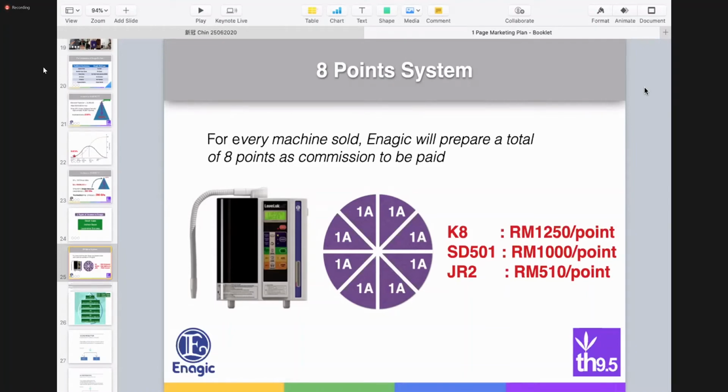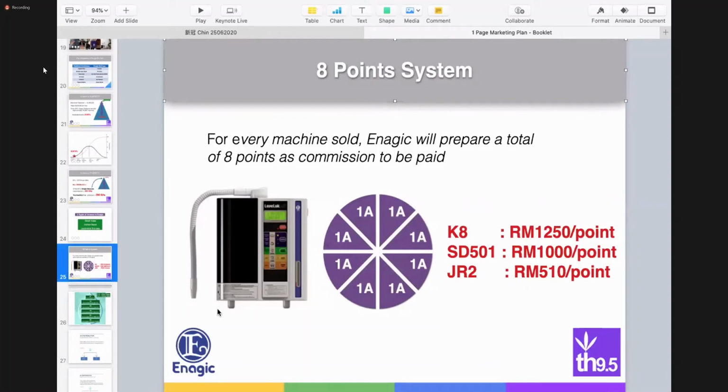Now, how much is 1 point? So 1 point is about 500 to 1,000 plus, depending on the model of machine and depending on the mode of payment. For today, for easy understanding, we are going to stick with the SD501. So let's just assume everyone buys the same machine called SD501. So that is 1,000 ringgit per point.